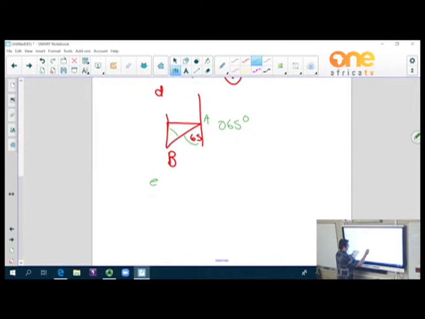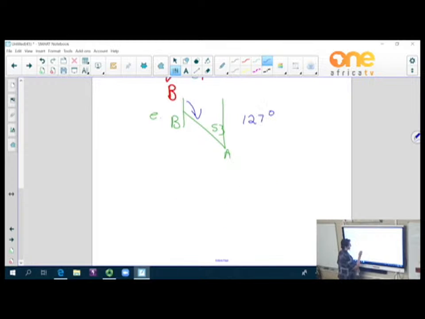Number E. There is A. Here is B. I draw the north line there. We know that this one is 53. So A from B, the angle that I want to find is this one here. Co-interior, 180 minus that one, and that is then 127 degrees.